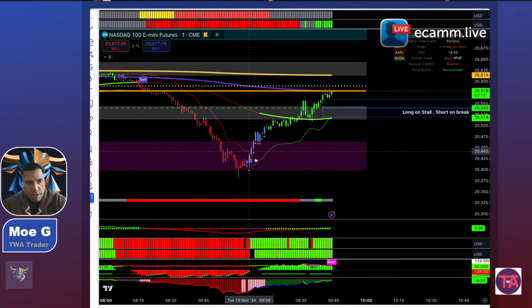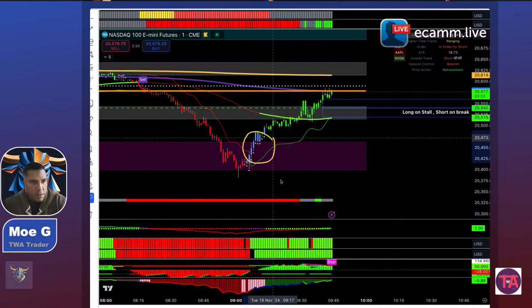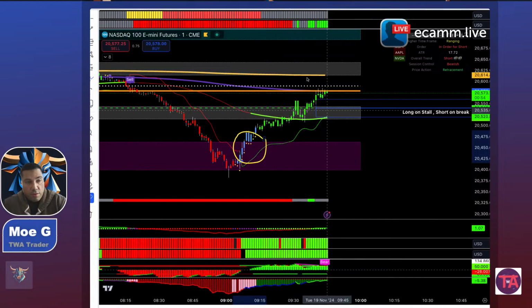In this area here, I'll circle it. This was my ideal entry area here. So I missed it. So this is just a continuation of this move. So I'm going to wait until either this pulls back a little bit to get ahead or if something were to change in any of these indicators.